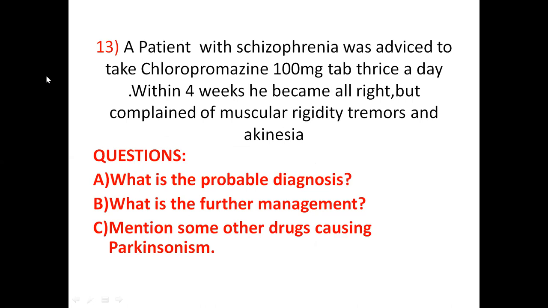And 13th question. 13th problem, a patient with schizophrenia was advised to take chlorpromazine 100 milligrams tablet thrice a day. Within 4 weeks, he became all right, but complained of muscular rigidity, tremors, and akinesia. The questions were, what is the probable diagnosis? What is the further management? And mention some other drugs causing Parkinsonism.